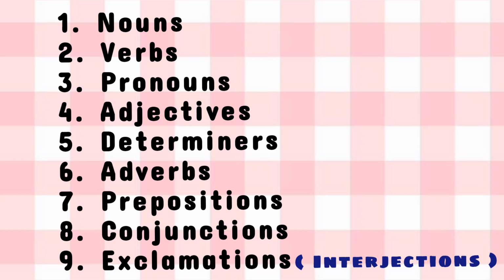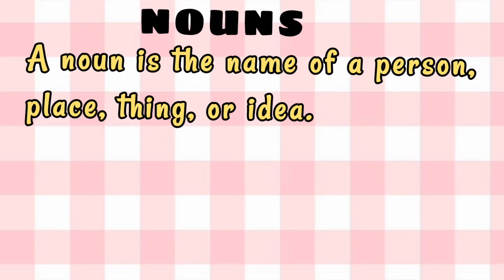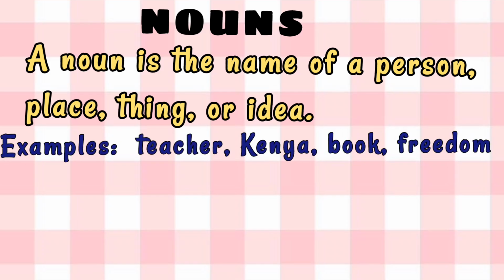An overview of the 9 word class: they are nouns, verbs, pronouns, adjectives, determiners, adverbs, prepositions, conjunctions, and exclamations, also called interjections. Let's start with the nouns. A noun is a name of a person, a place, a thing, or an idea. For example, we have nouns like teacher, Kenya, book, and freedom, where the teacher is a person and Kenya is a place, a book is a thing, and freedom is an idea.